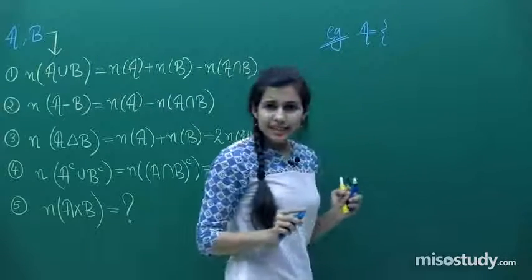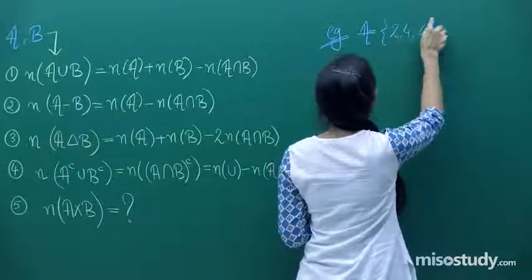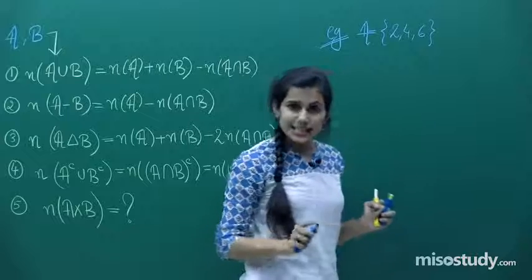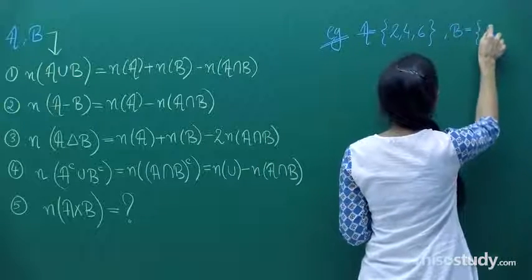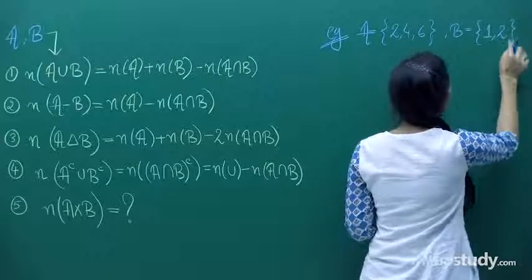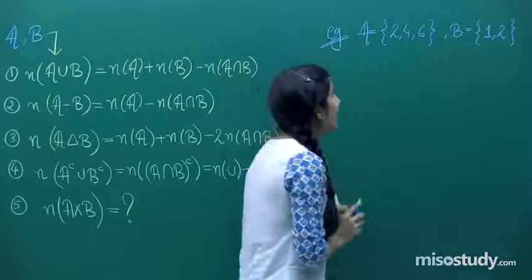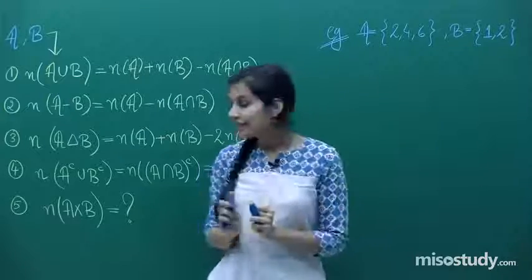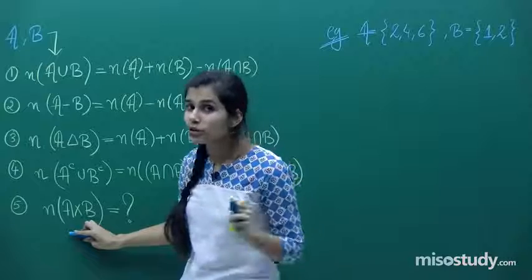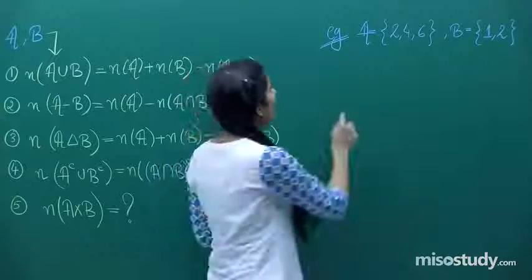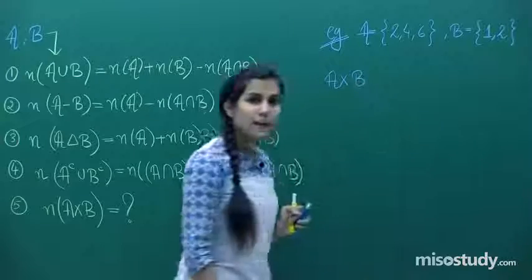Suppose I take my set A to be equal to 2, 4 and 6, and I take my set B to be equal to just two natural numbers, 1 and 2. Now, I am interested in the set A cross B because that is what's cardinality I want to find. Therefore, I am basically interested in something known as A cross B.